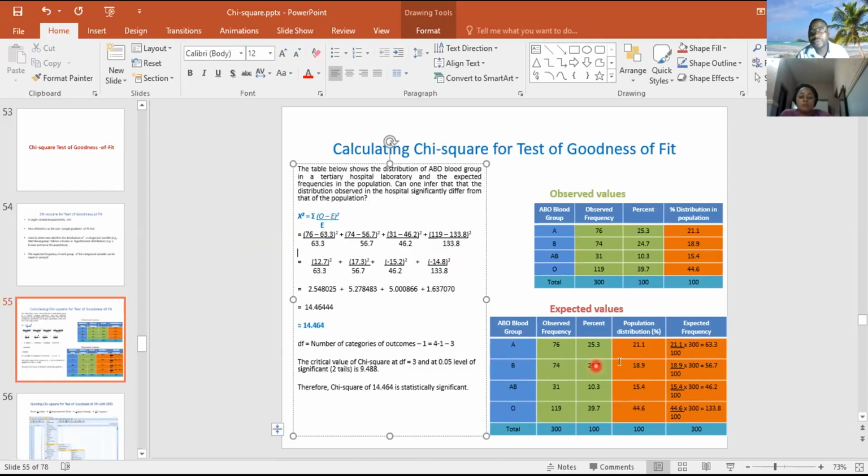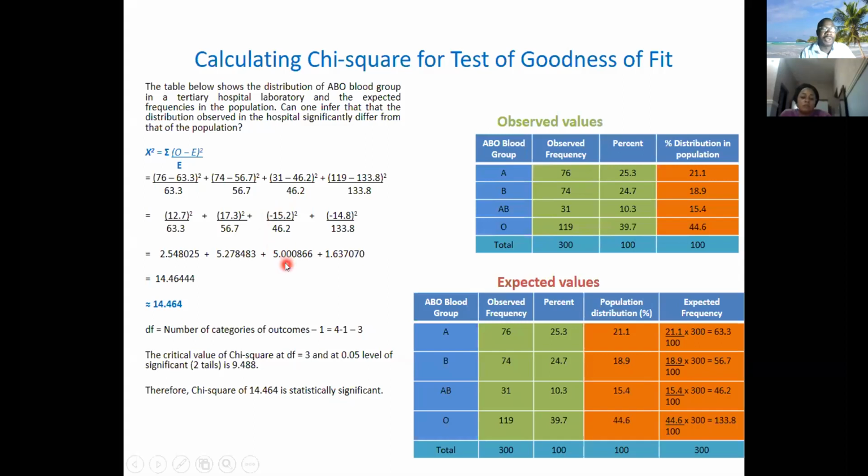So you can see the way we calculate. For the first one, Group A, 76 is your own observed, and expected is 63.3. Square over 63.3. Chi-square is the summation of all observed minus expected, squared, over expected. So 76, which is observed for group A, minus 63.3, which is expected, squared, over 63.3. The same thing you do for all the different categories.